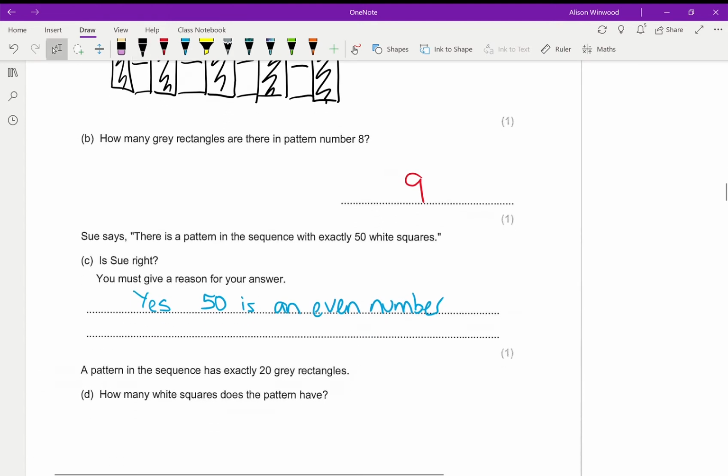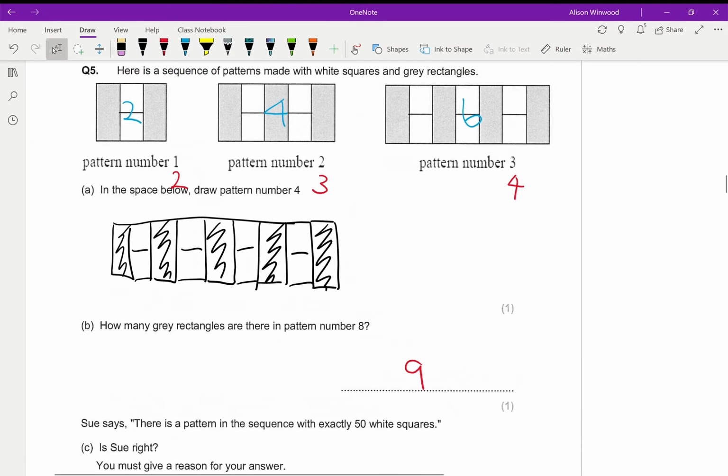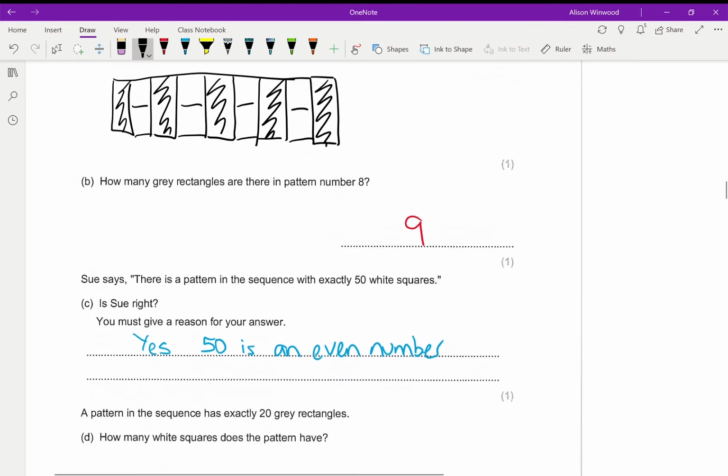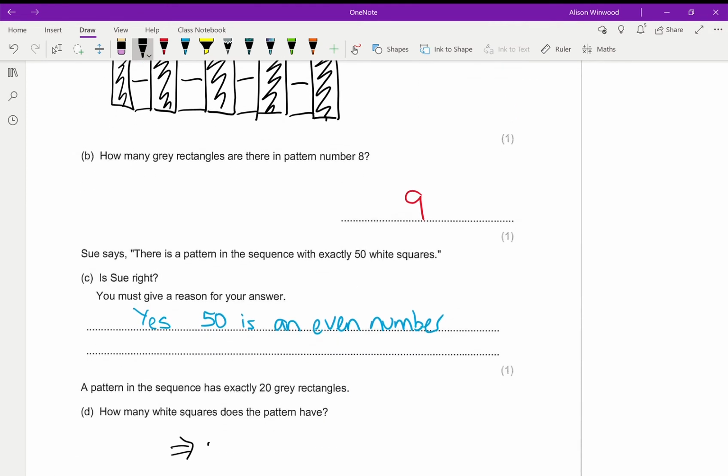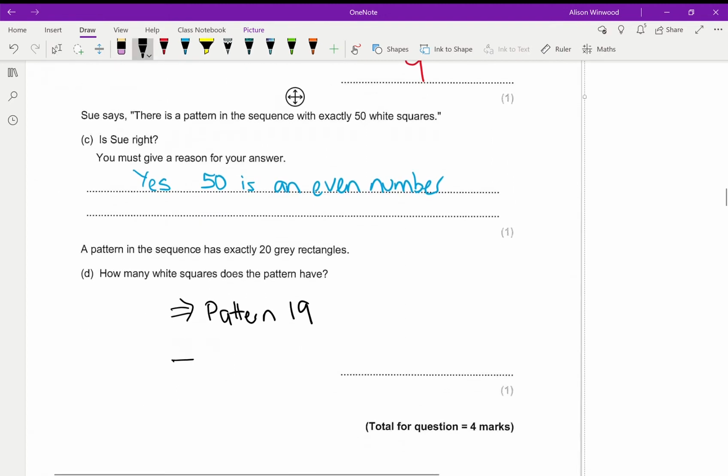So if I've got 20 grey rectangles, the number of grey rectangles is always one more than the pattern number, so it means I'm on pattern 19, and there's always double the number of whites, so 2 times 19 is 38 white squares.